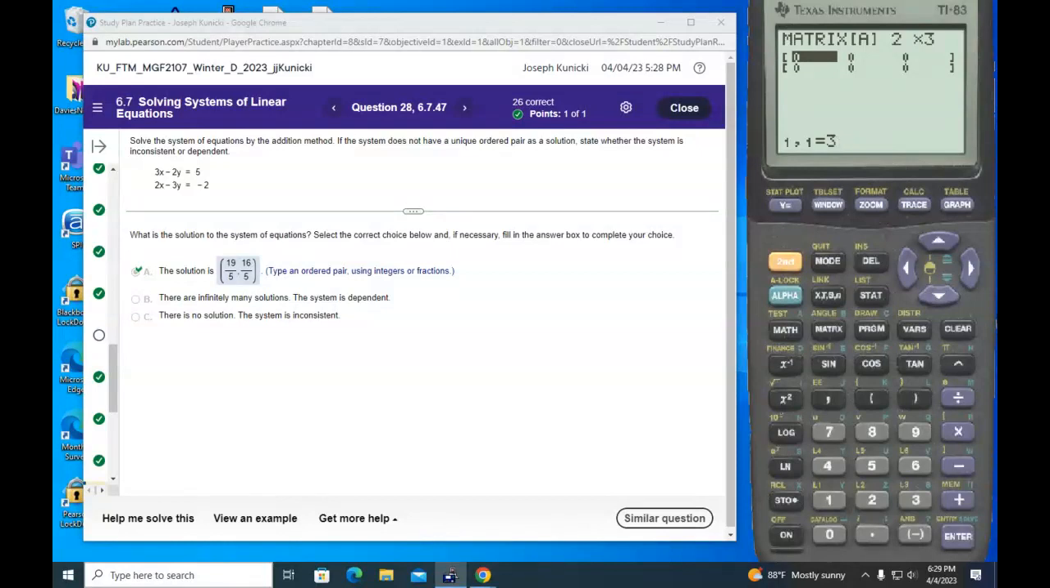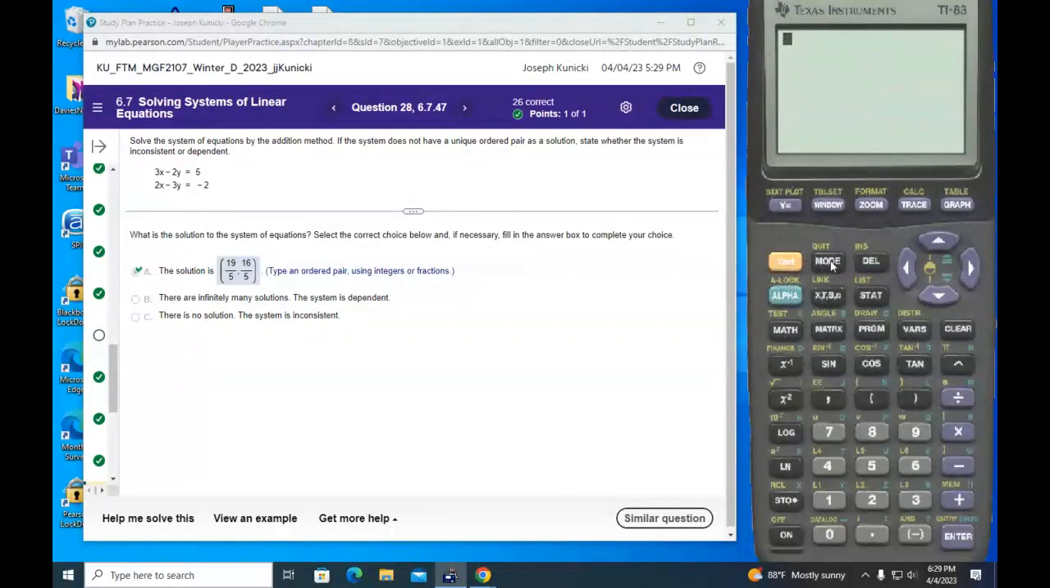3, minus 2. Oops, my bad. I was using the wrong key, I need to use the one down here. Negative 2, there we go. I was using the keyboard. And then 5. And the bottom equation is 2, negative 3, negative 2. So that's matrix A. Okay, those are the entries in matrix A.